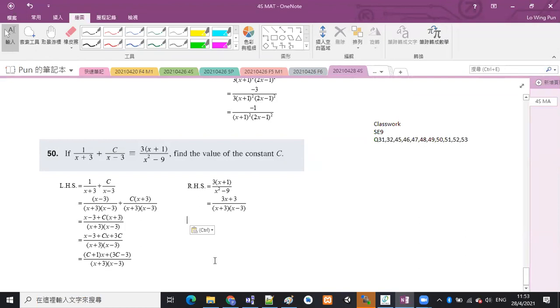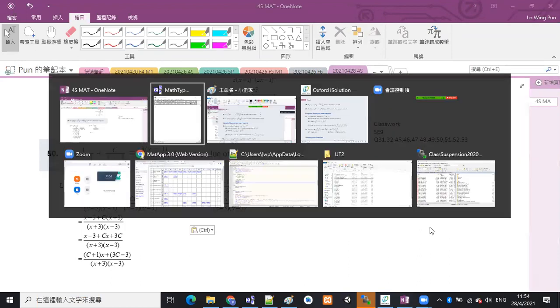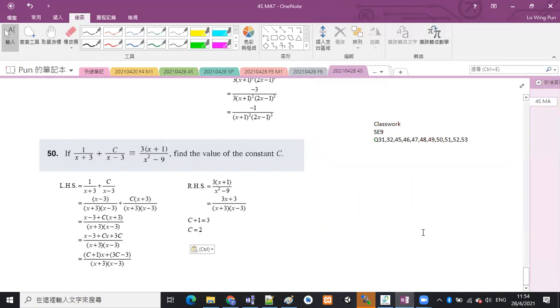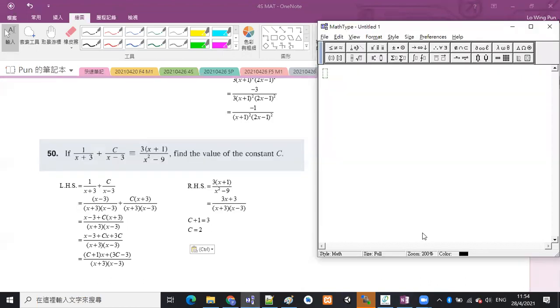Now, when the left hand side and right hand side have the same denominator, we can compare their numerators. Comparing the coefficients of x, we have c plus 1 equals 3. Can you see this? So c is equal to 2. That is the answer. Or you may compare the constant term. 3c minus 3 is equal to 3. 3c is 6, so c is 2.